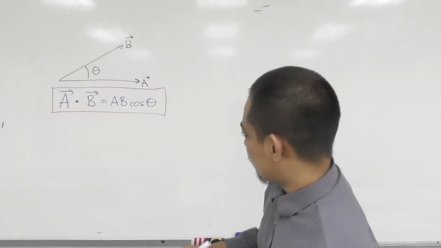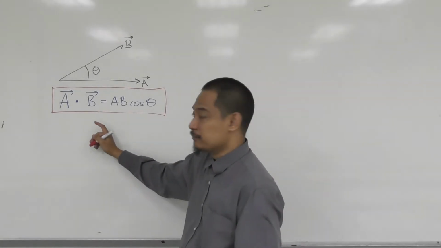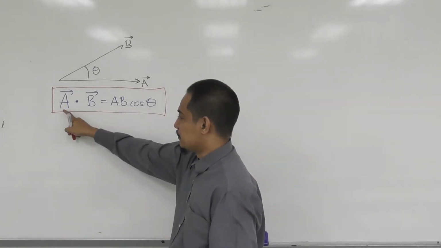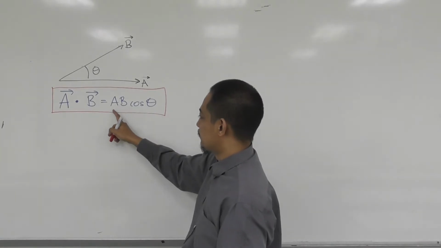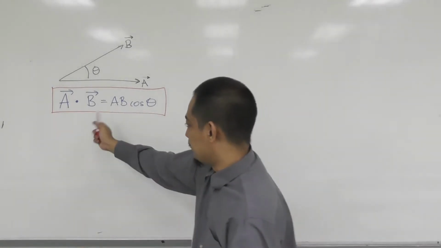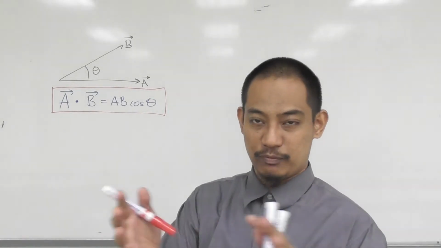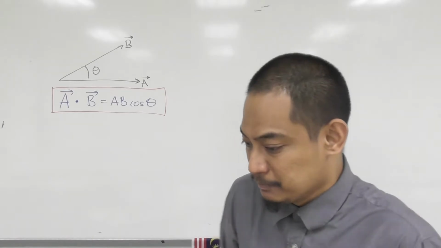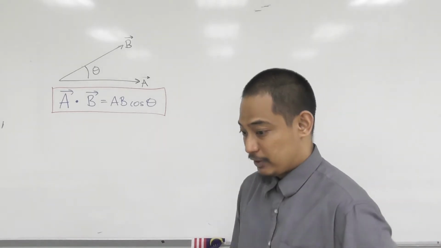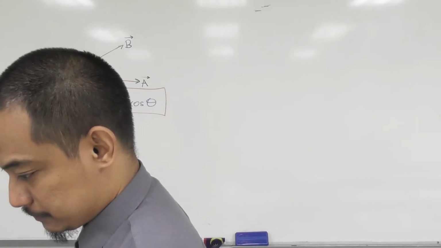And the unit will be just the multiplication of the units. For example, if this is Newton, this is meter, it becomes Newton meter. If this is meter and meter, it becomes meter square. So the unit is just the multiplication of the units of both A and B. Alright, so that's basically the characteristic of dot product.